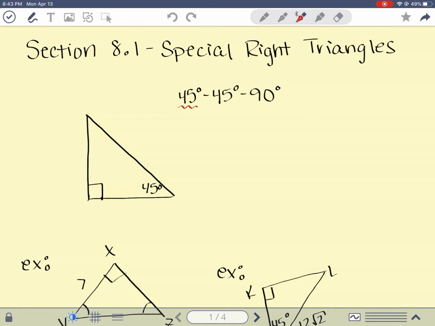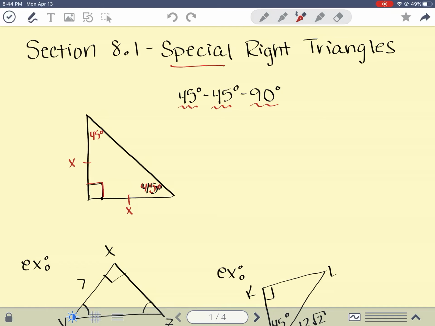There are two types of special right triangles. The first one we are going to work with is the 45, 45, 90. This is because if we have a 90-degree angle, we've got 45 and 45. This makes it an isosceles triangle, so these two legs are the same. There's something special about this type of triangle.